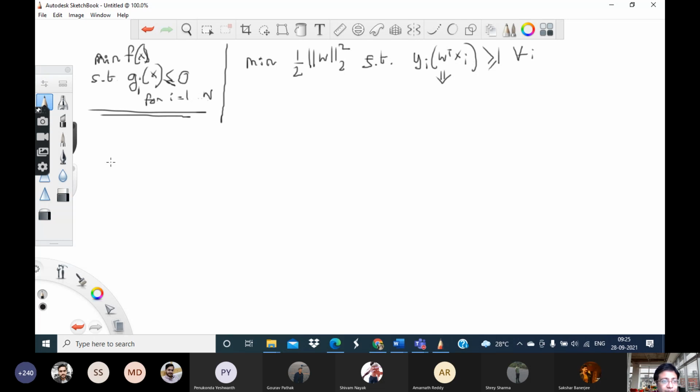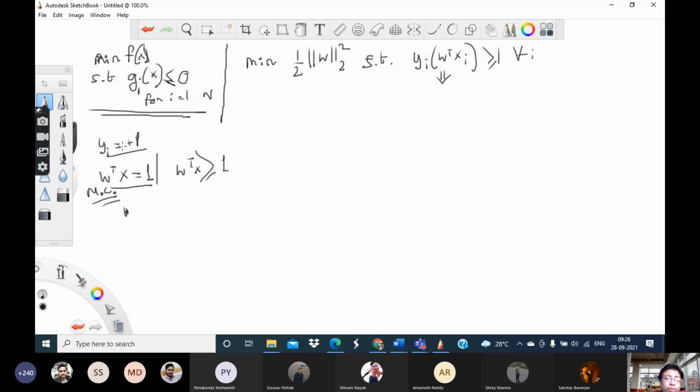Now, as we showed in the last class, consider the case yi equal to +1. For those points which are in the +1 class, the marginal classifier is this one, right? So what do I want for such points? I want w transpose x to be greater than or equal to 1. This is the marginal classifier.